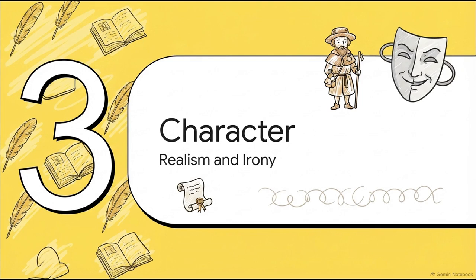All right, that brings us to section 3, character. We're going to dive into realism and irony. Before Chaucer came along, honestly, a lot of medieval literature leaned heavily on flat, symbolic characters. They were essentially just two-dimensional stand-ins for virtues or vices. But Chaucer's pilgrims, they are drawn with incredible realism and individual, sometimes highly contradictory, traits. The Wife of Bath is the absolute best example of this complexity.